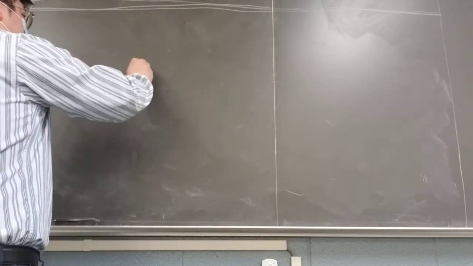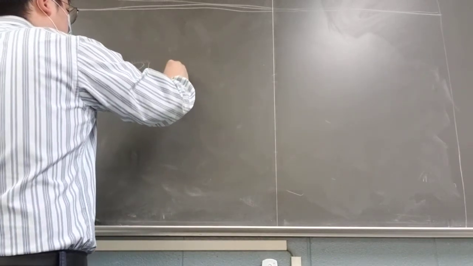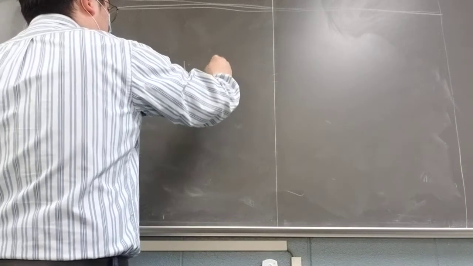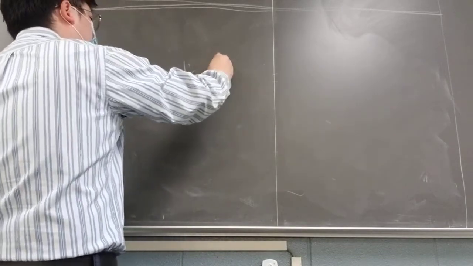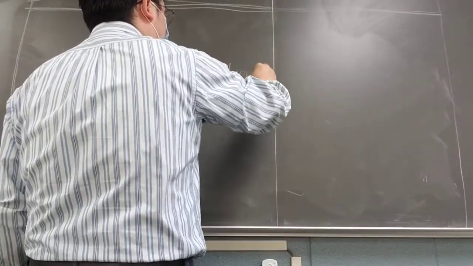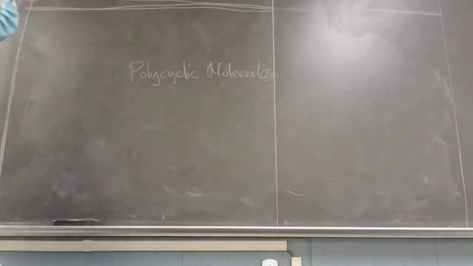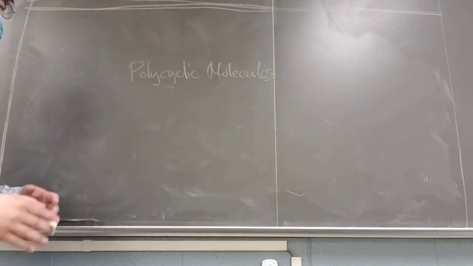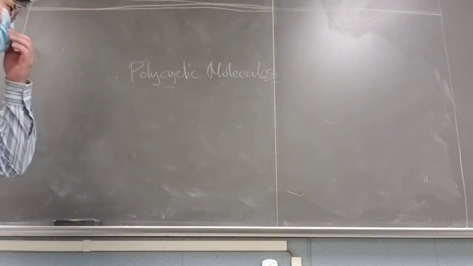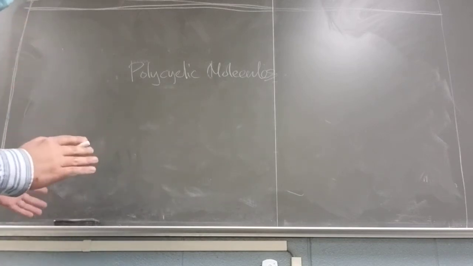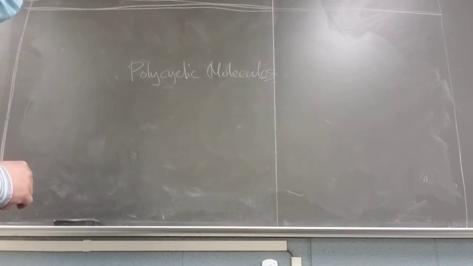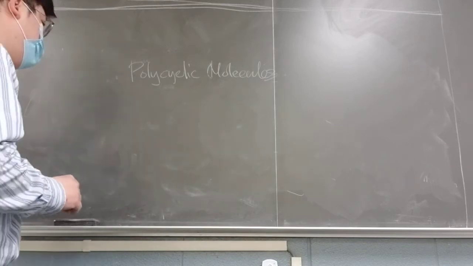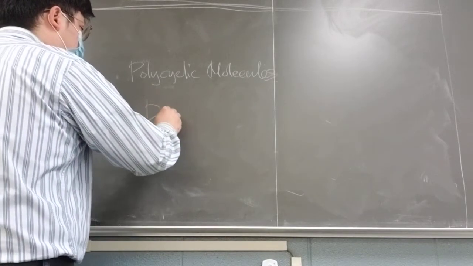So today I only have one more thing I want to discuss. That is the polycyclic compound, or molecule. So the polycyclic molecule simply means you have more than one ring structure. The very common organic compound we teach in organic chemistry is the decalin.